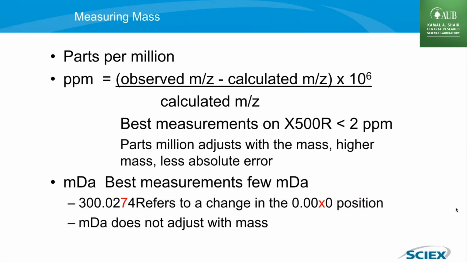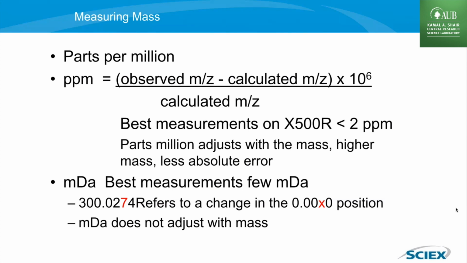Okay, so we take the difference and we divide by one of them. Here it's the calculated, so observed minus calculated over calculated times 1,000,000. Now you can see these numbers are going to be very close to each other because we're multiplying by 1,000,000, and the best measurements on your system are going to be 2 ppm or better. So we have a spec on the X500R is 2 ppm or less.